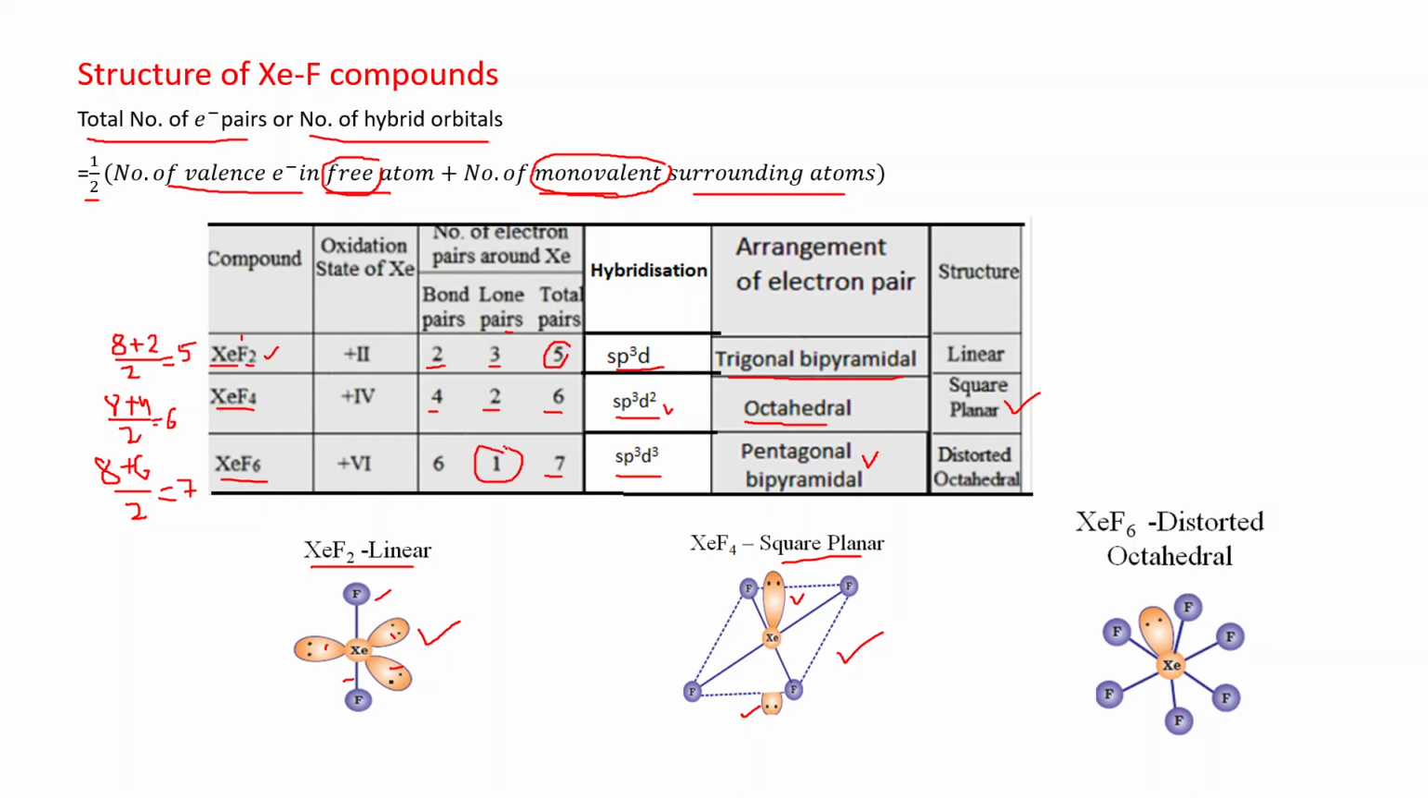Again, how can we find out the bond pairs and lone pairs? This xenon is surrounded by the 6 fluorine atoms. That's why there are 6 bond pairs and 1 lone pair. That's why the geometry becomes distorted octahedral.